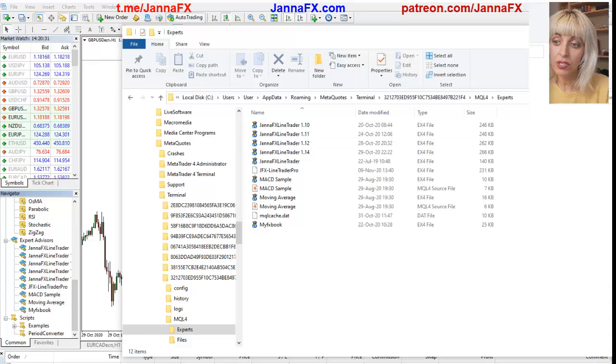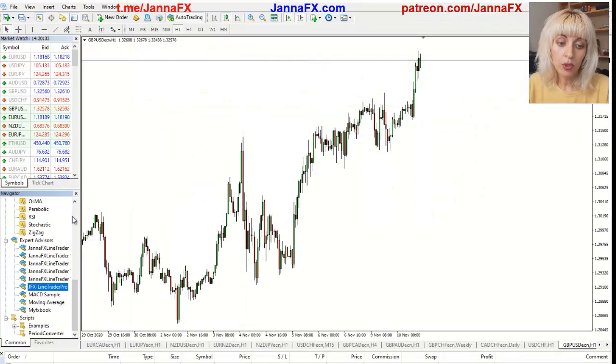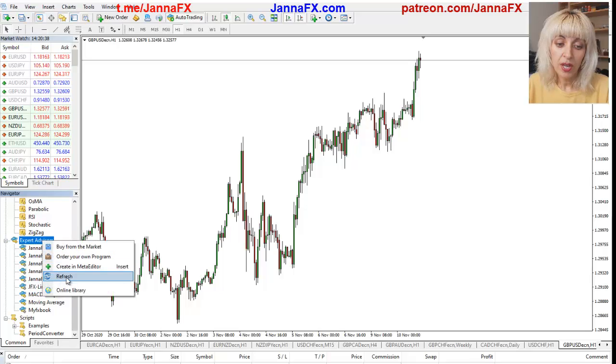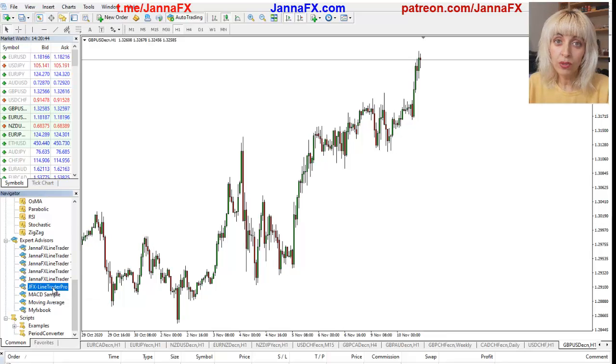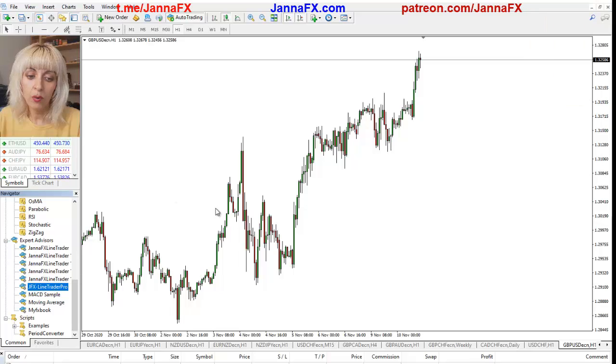After that, you either restart your platform or you go to Expert Advisors, right click, and refresh, and it will appear in this panel as JFX LineTrader Pro. If you already have the previous version and you don't want to drag the new version onto your chart again, it will be easier to just restart your platform.